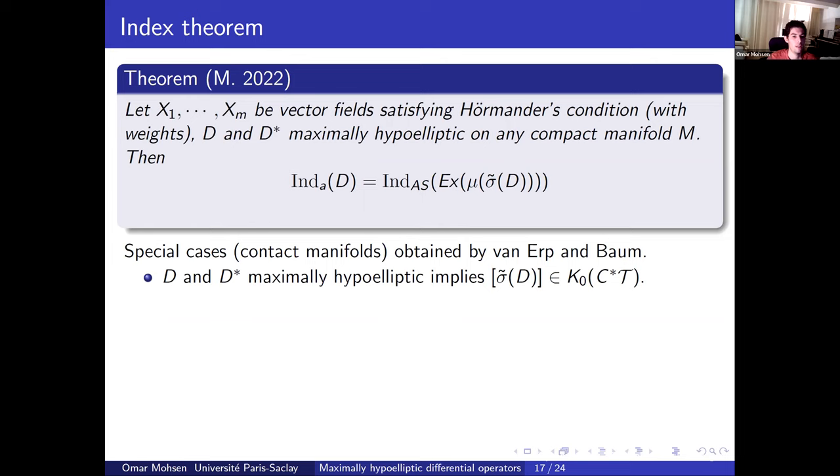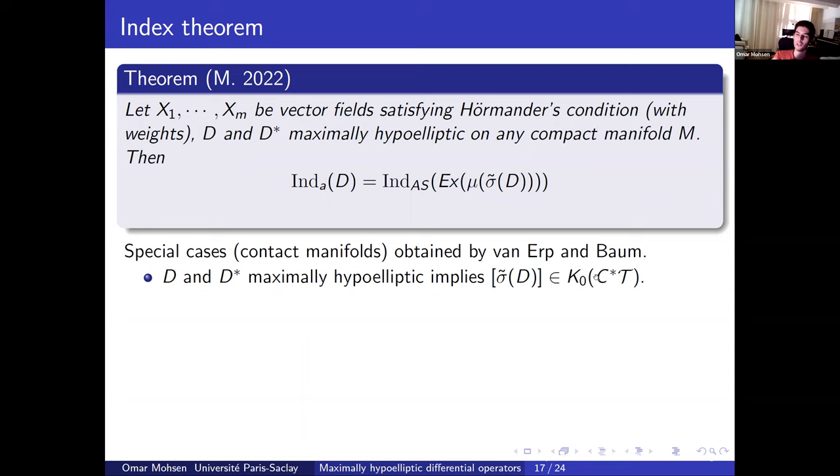So what are the terms in this theorem? If D and D star, its formal adjoint, are maximally hypoelliptic, then the principal symbol is an element in the K theory of this C star algebra. So I will explain. What is this C star algebra?